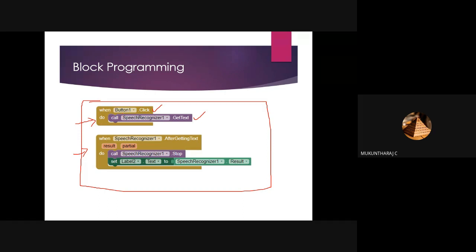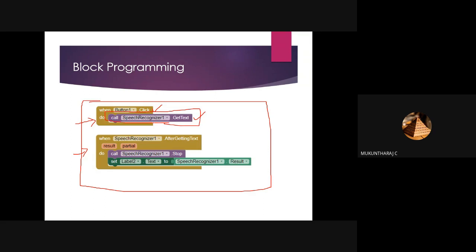When button 1 click, what should it do? It should call speech recognizer to get text. That's all. Speech recognizer will invoke your mobile phone mic, and it will wait for the user to speak. Once the user speaks something, it will convert that voice into text. That is the functionality of this particular rule set.